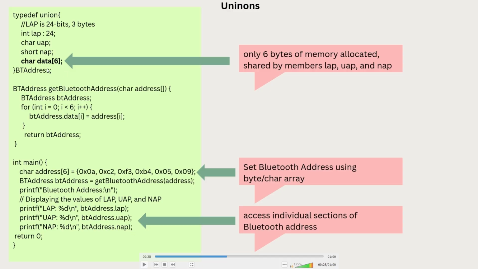If you don't have this union concept, then from this array you have to do a lot of manipulations to get this LAP, UAP, NAP. So that's why unions are very convenient. Let's say you have an integer and you want to access individual bytes, in that case also it is useful. We will see more use cases.